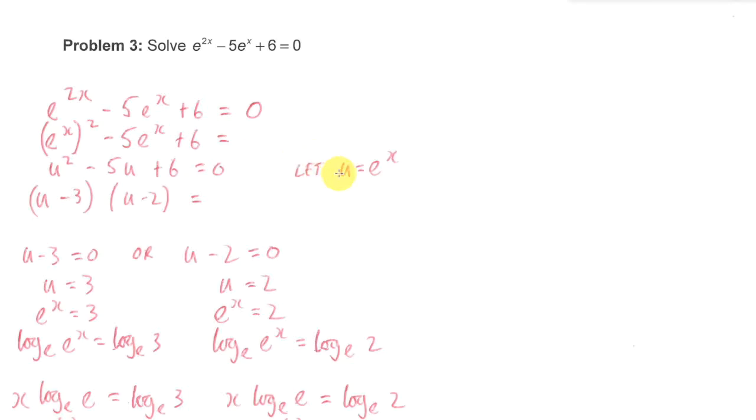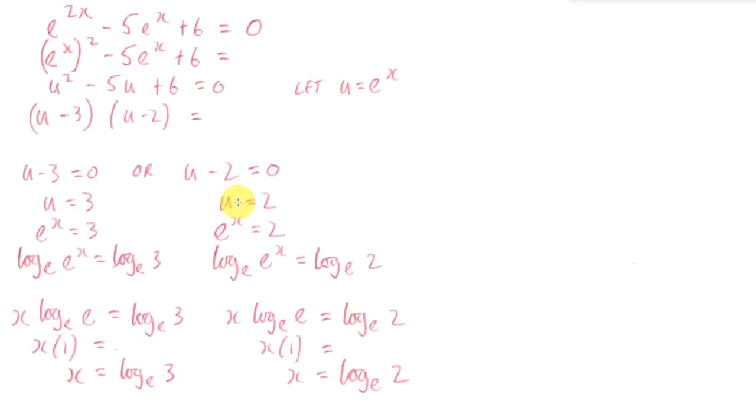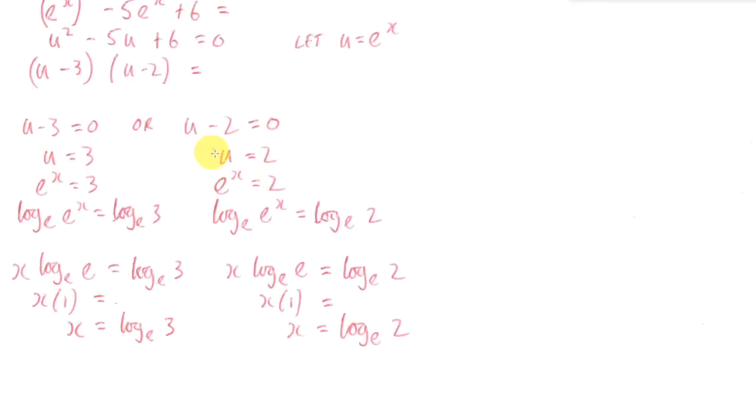So I make the substitution that u is equal to e to the x. So I have u squared minus 5u plus 6 equals 0. I can factorise that as u minus 3 multiplied by u minus 2 equaling 0. Applying the null factor law, u minus 3 equals 0 or u minus 2 equals 0. So I have u equaling 3 or u equaling 2. Given that u is equal to e to the x, I have e to the x equaling 3, e to the x equaling 2.